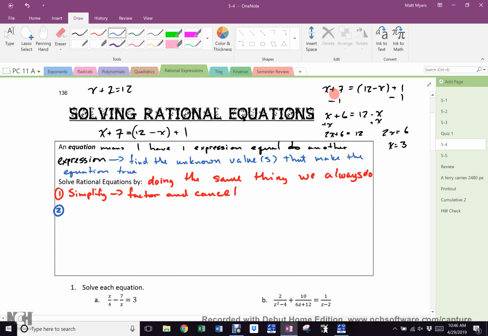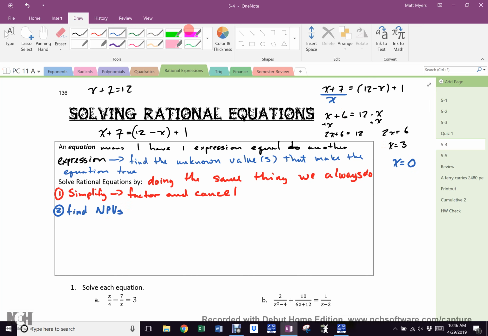So if I added this to the equation, what do you know about that value? It's got a restriction. So what do you think your second thing needs to be? Find your restrictions. Find your NPVs. Because what if you do all your work and you get x equals 0? Would that be allowed? Of course not. So find your NPVs, which you already know how to do.